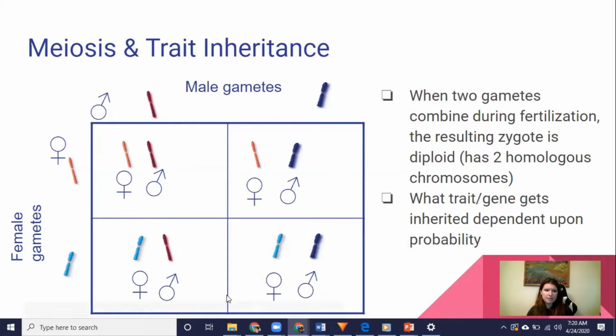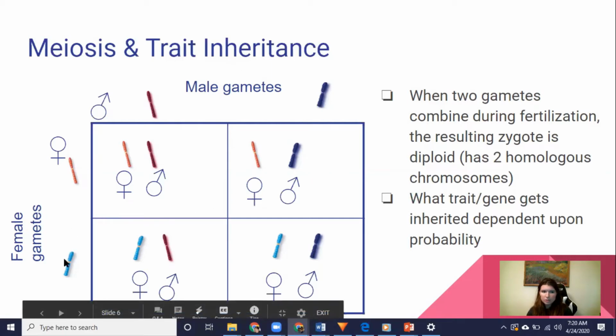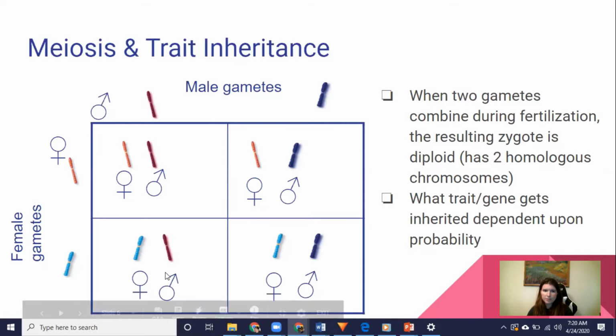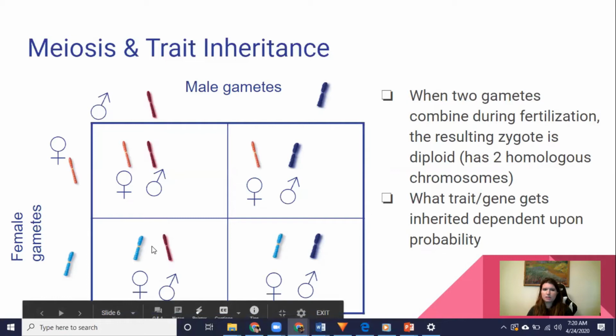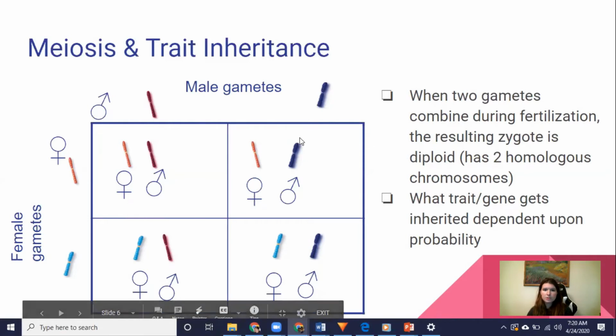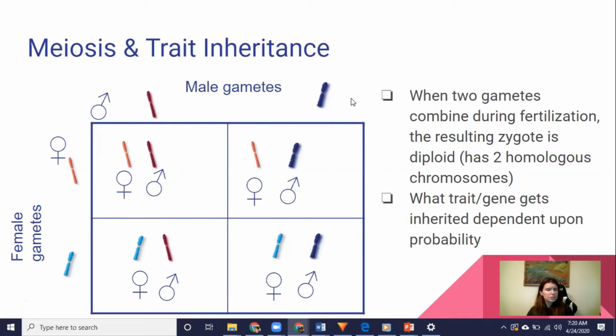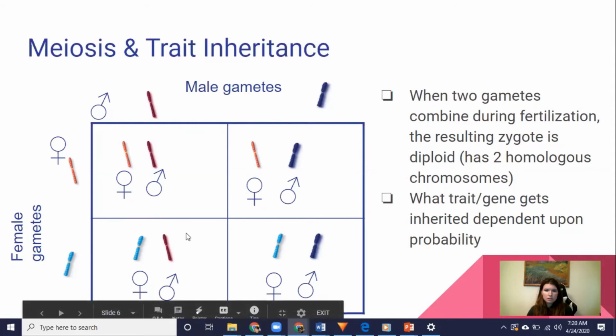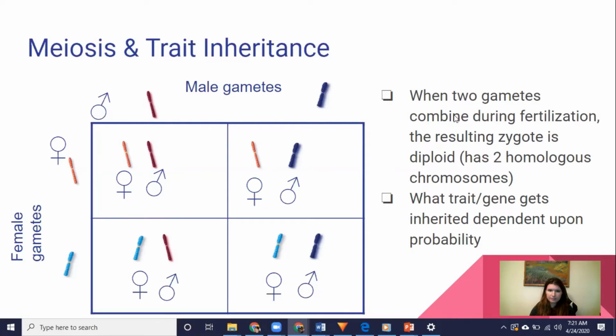And we can see that sometimes if you inherit a blue chromosome from your mom and a red chromosome from your dad, that's not really different than inheriting a red chromosome from your mom and a blue chromosome from your dad. In both cases, you end up with 1 blue and 1 red. So ending up with 1 blue and 1 red, just by probability, is going to be more likely, because out of these 4 possible zygotes, 2 possibilities have this red-blue combination. Okay. And we'll look at that a little more as we track specific genes.